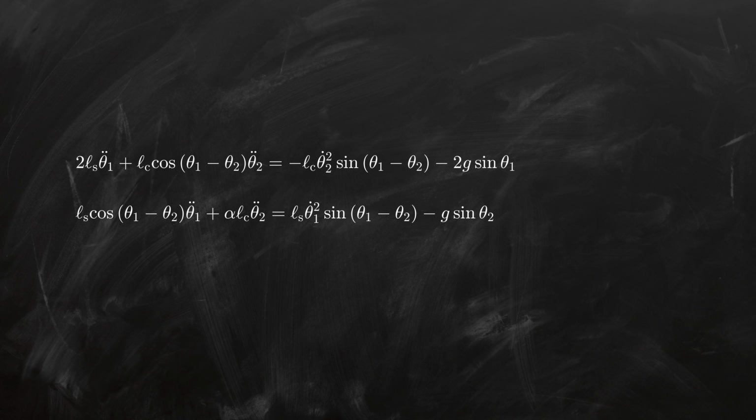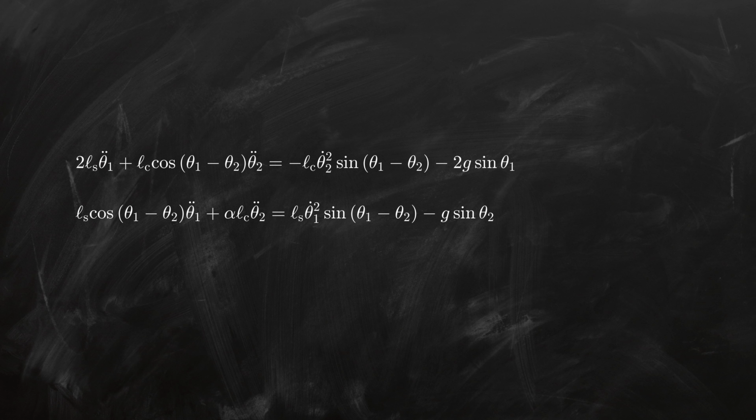Here, g is the gravitational acceleration, Ls is the length of the string, Lc is the length of the cylinder, and alpha is a dimensionless constant involving the length of the cylinder and its radius, r. And as always, the dot notation signifies differentiation with respect to time. In this video we will look for an analytical solution to this system.